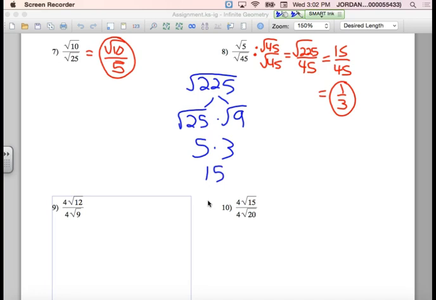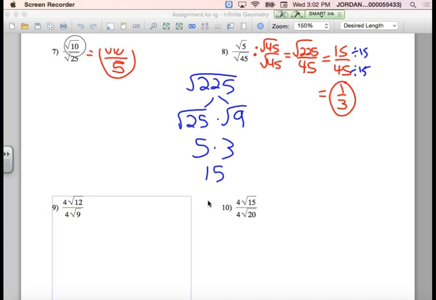So that's not a big deal if you get a big radical. If you break it down the right way, it shouldn't matter. So up top, we have square root of 225 is really 15 over 45. Well, those both divide evenly by 15. 15 divided by 15 is 1. 45 divided by 15 is 3. So the answer is 1/3.